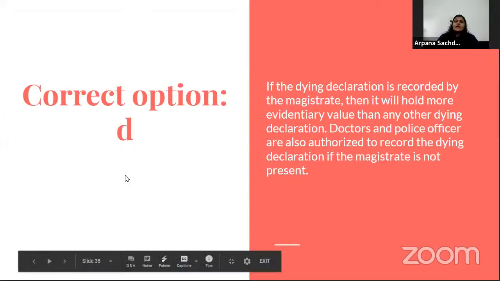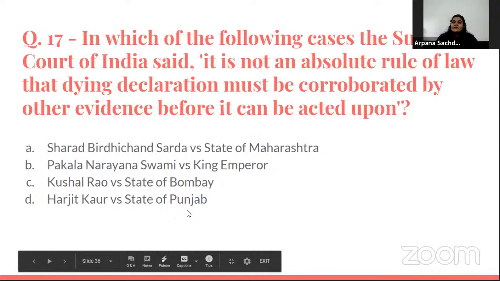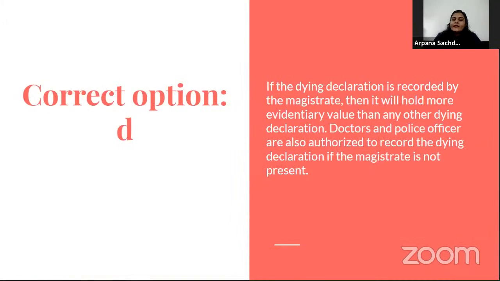It says that if a dying declaration is recorded by the magistrate, then it will hold more evidentiary value than any other dying declaration. But if the magistrate is not present, then a doctor or police officer or private person can record the dying declaration of that person.